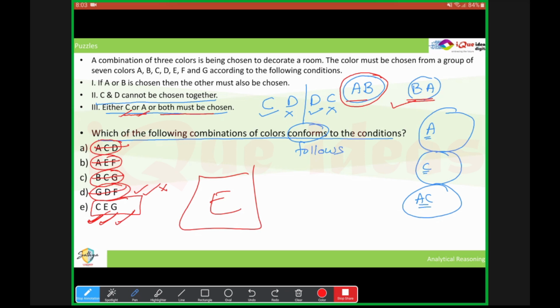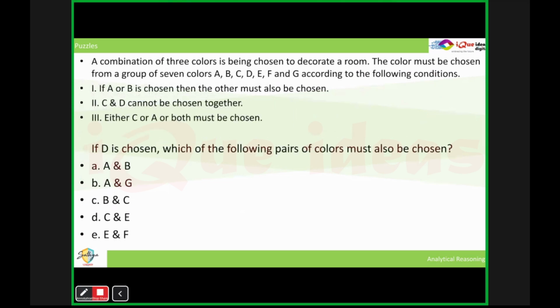So now, based on the same conditions, if I ask you another question, if I say the conditions are the same, and if D is chosen, then which of the following pair of colors must also be chosen? Out of the three colors, one I have already selected, D. So if I select D, which other two colors must I select? Take a look at the options and tell me that.